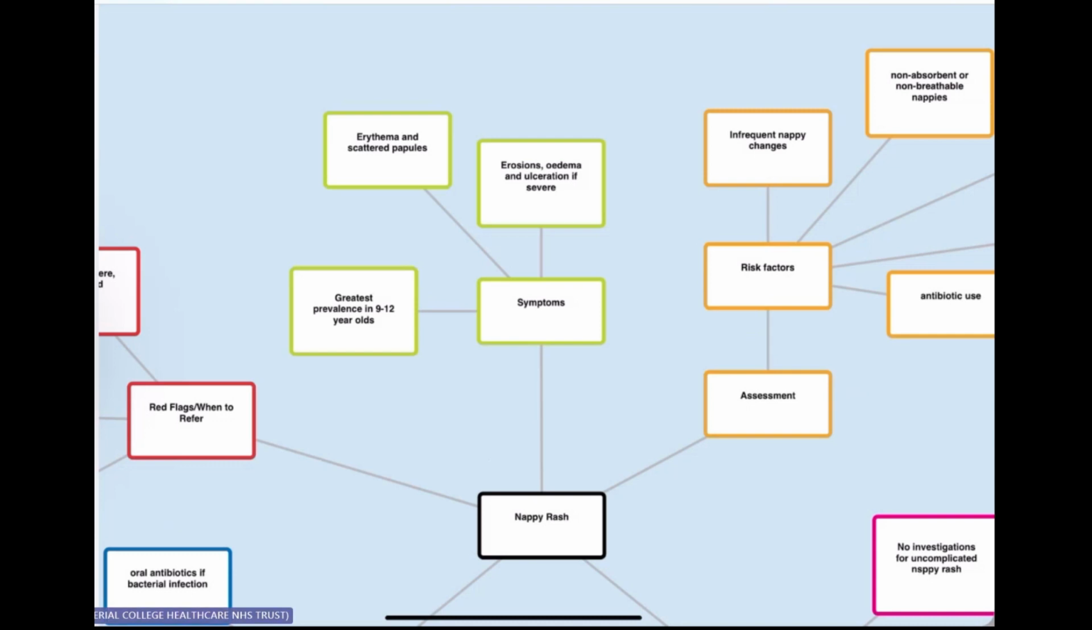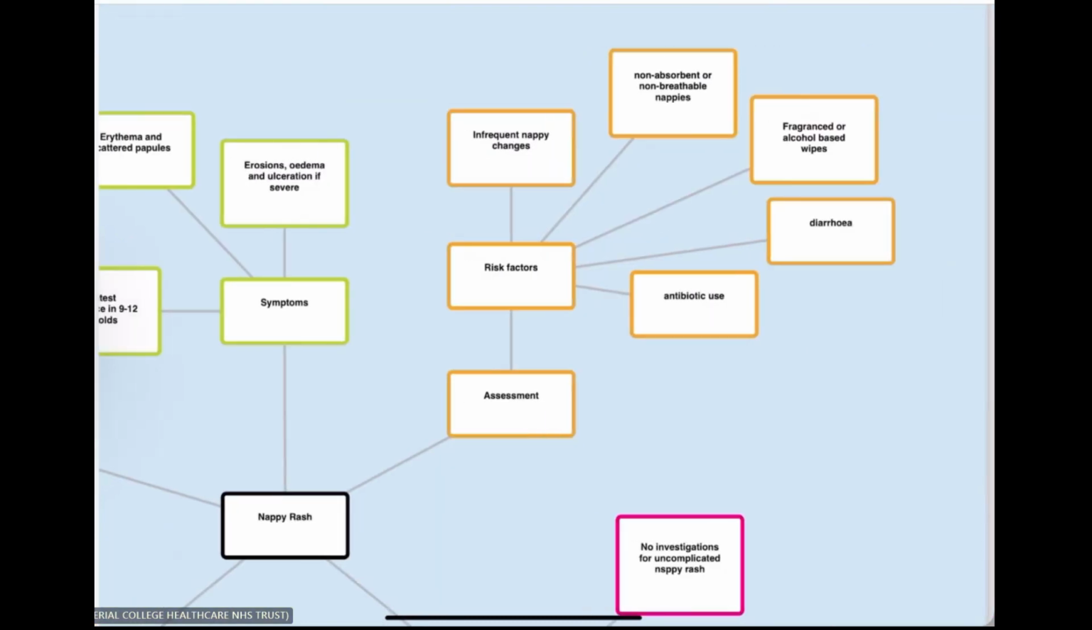The rash typically presents as well-defined areas of confluent erythema and scattered papules over surfaces in contact with the nappy. In severe cases, there may be skin erosions, edema, and ulceration. The child may appear distressed, agitated, or uncomfortable as the rash can be itchy and painful.